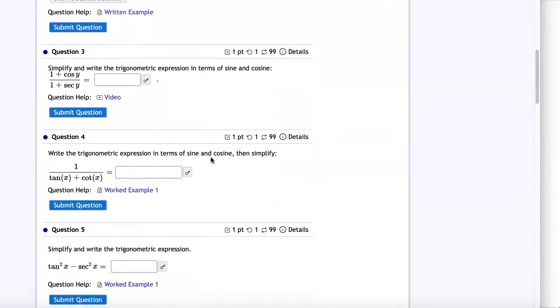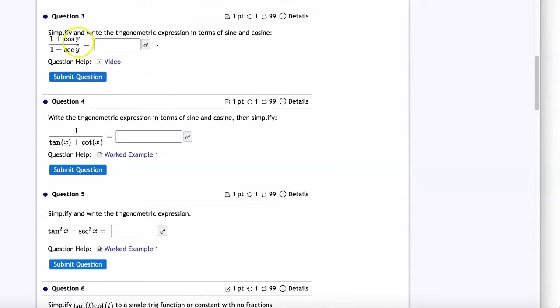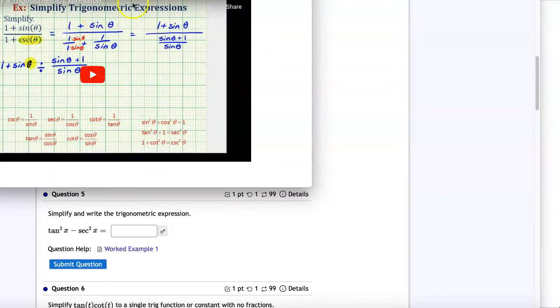Now let's look at question number 3. Question number 3 says that we should simplify this ratio and write the trigonometric expression in terms of sine and cosine. Though it turns out that most problems have alternate versions, question 3 does not, so I will not be doing question number 3 for you. If you watch the video, though, you will find that there is an example provided for you that is analogous. This is the 1 plus sine theta over 1 plus cosecant theta, and you are then going to do the same process for your problem as the video.